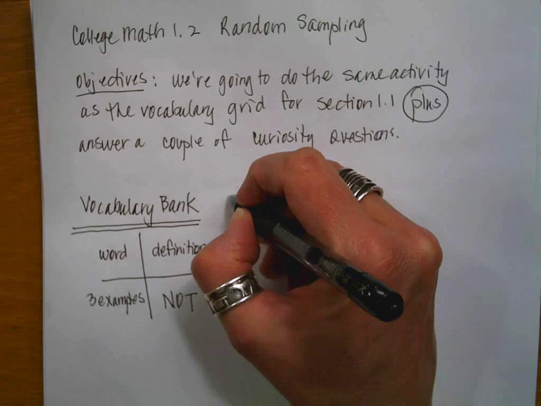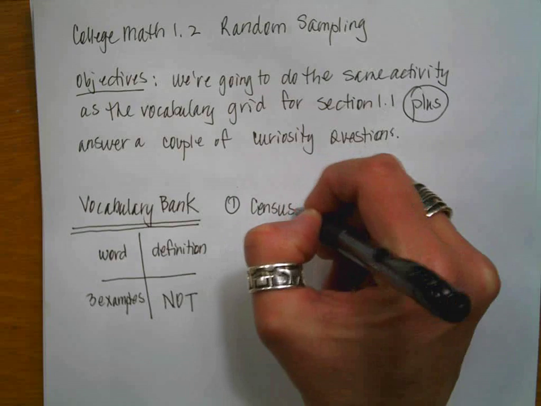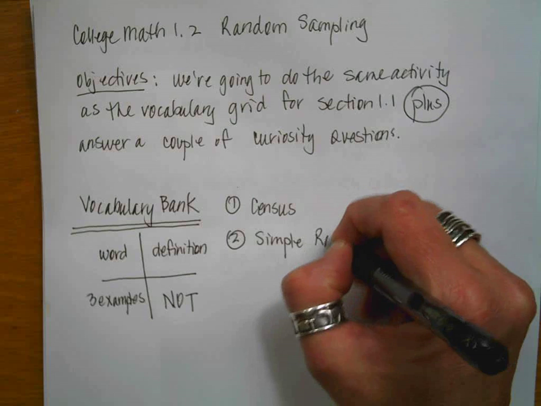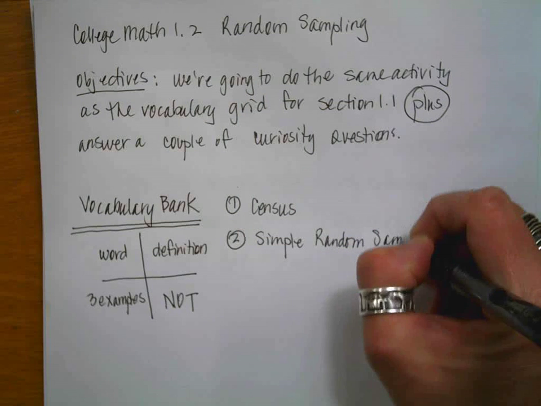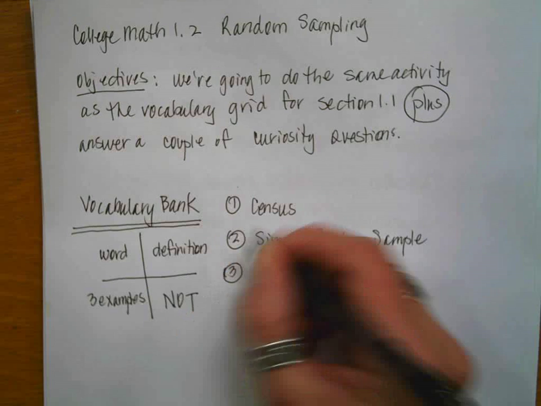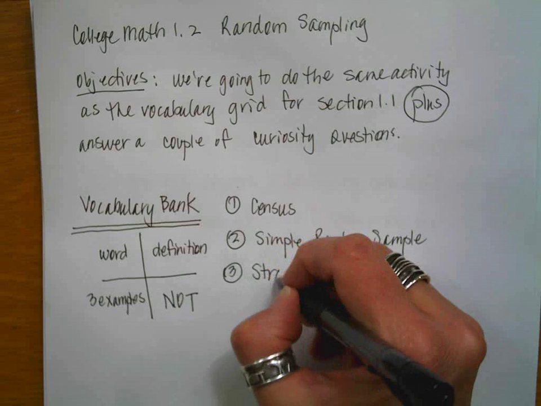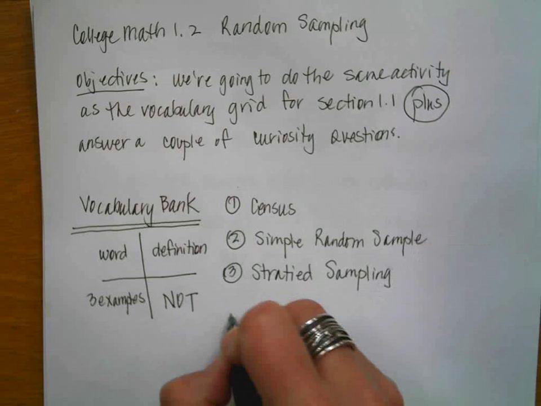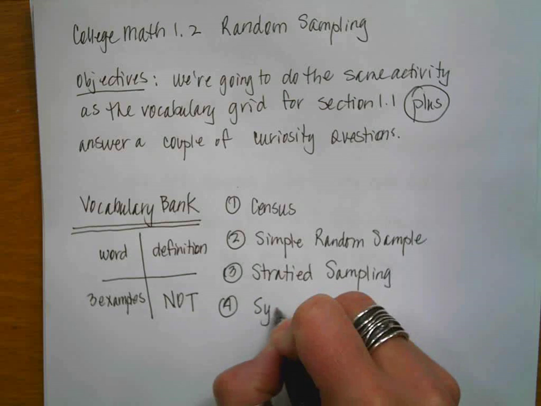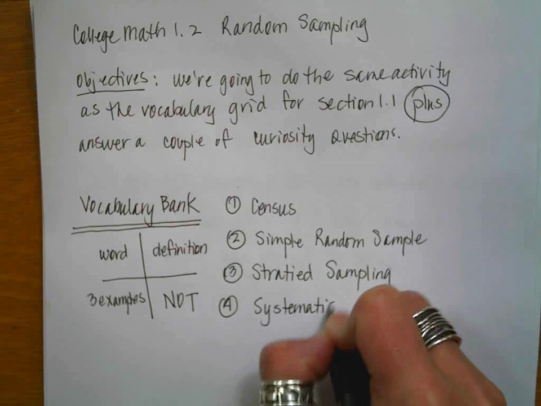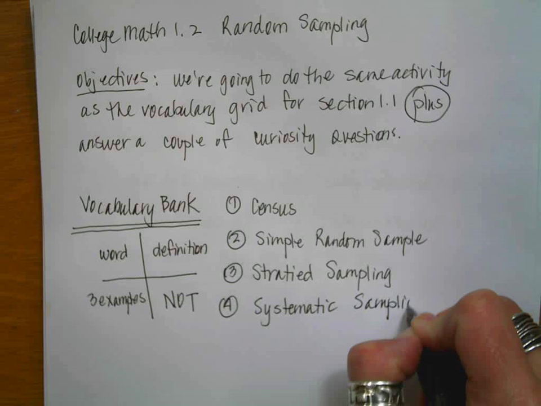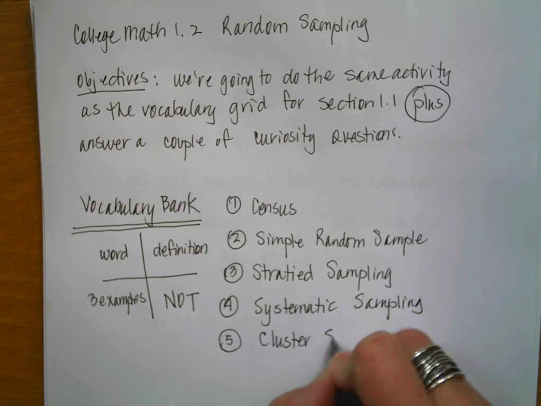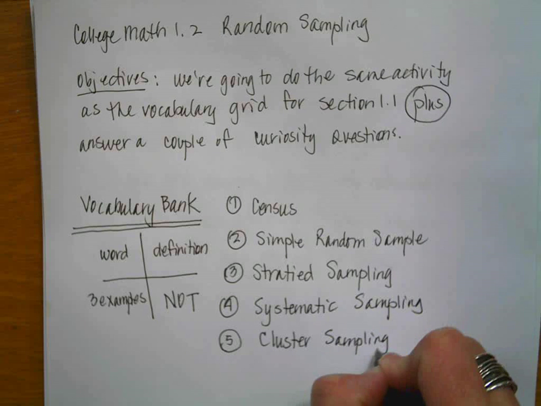So for your words today, we're going to do census. The second word is going to be simple random sample. Your third word today is going to be stratified sampling. The fourth word is going to be systematic sampling. The fifth word is going to be cluster sampling. Didn't know there were so many different ways you could do samples.